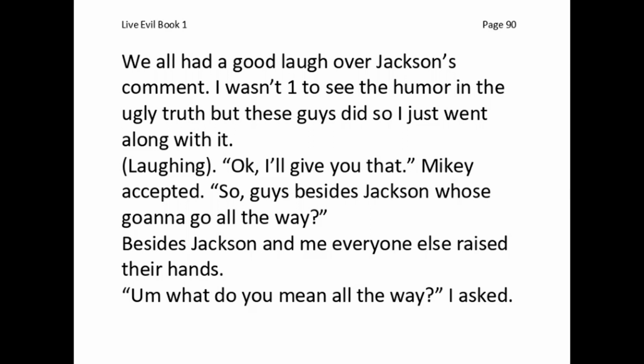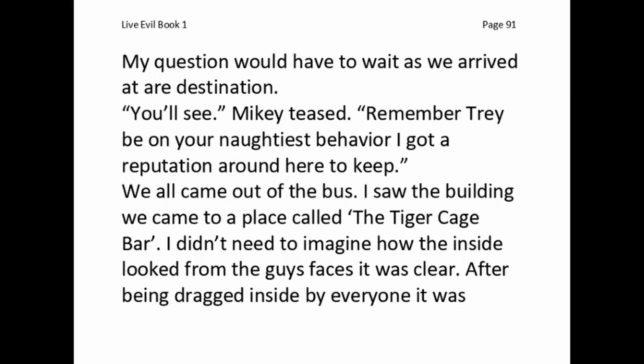"So, guys, besides Jackson, who's going to go all the way?" Besides Jackson and me, everyone else raised their hands. "What do you mean all the way?" I asked. My question would have to wait as we arrived at our destination. "You'll see," Mikey teased. "Remember, Trey, be on your naughtiest behavior. I got a reputation around here to keep."